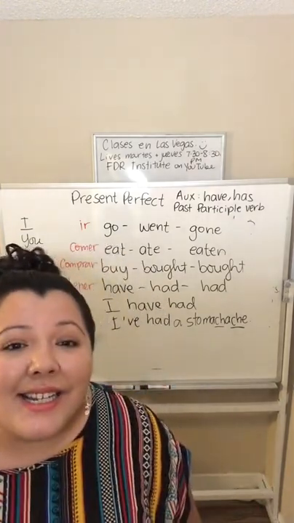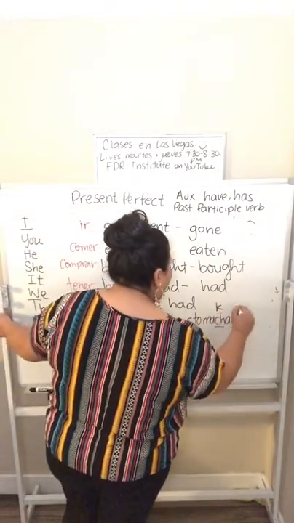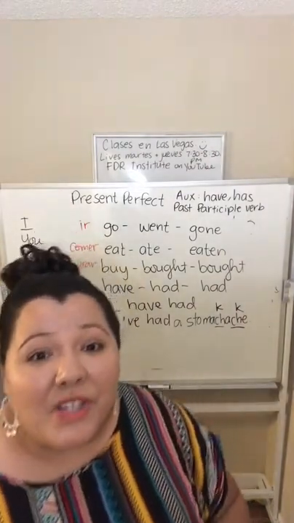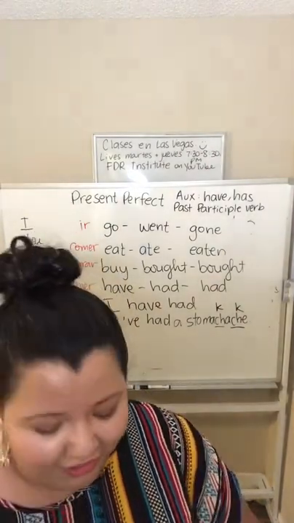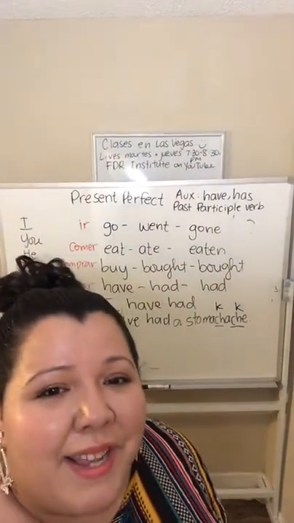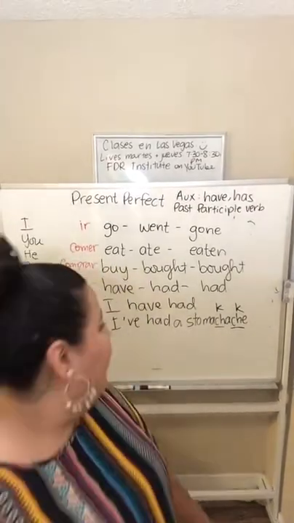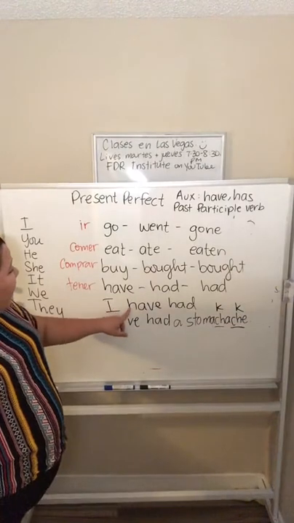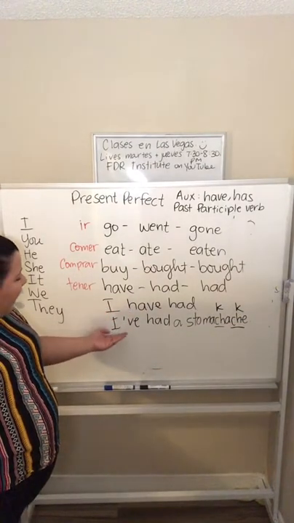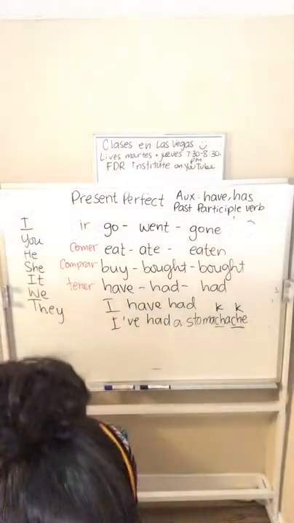So, ache. Esto, guys. Sonido. Stomach ache. No digan stomach. No digan H. Stomach ache. Stomach ache. I've es la contracción de I have. So, I have had, he tenido. I've had, he tenido. Ambos significan lo mismo, right?